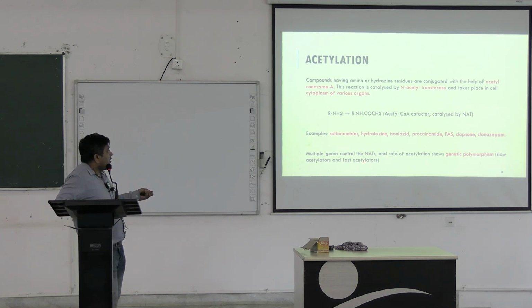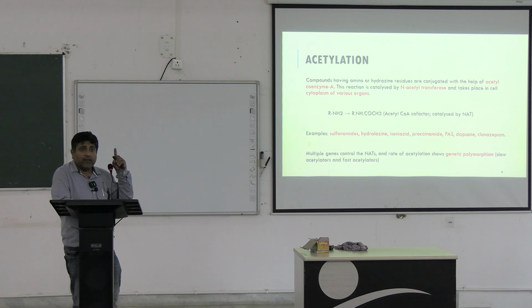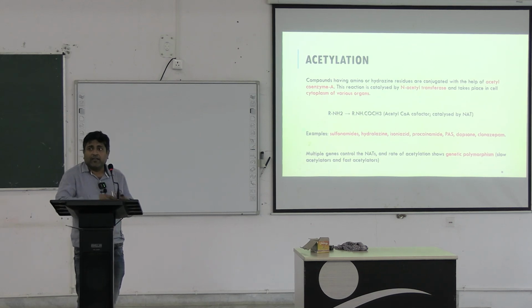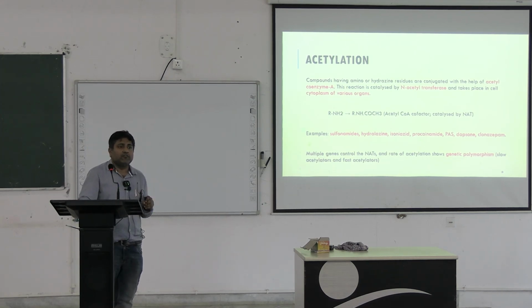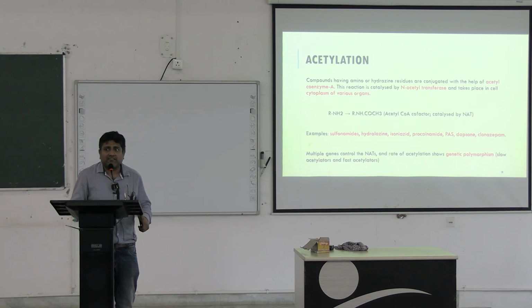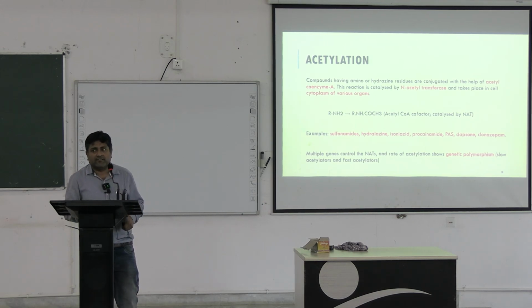Now, multiple genes control the NATs, and the rate of acetylation shows genetic polymorphism. As already discussed in the previous class, a person shows genetic polymorphism with respect to acetyl transferase. There are two sorts of individuals. One is slow acetylators and the other is fast acetylators.